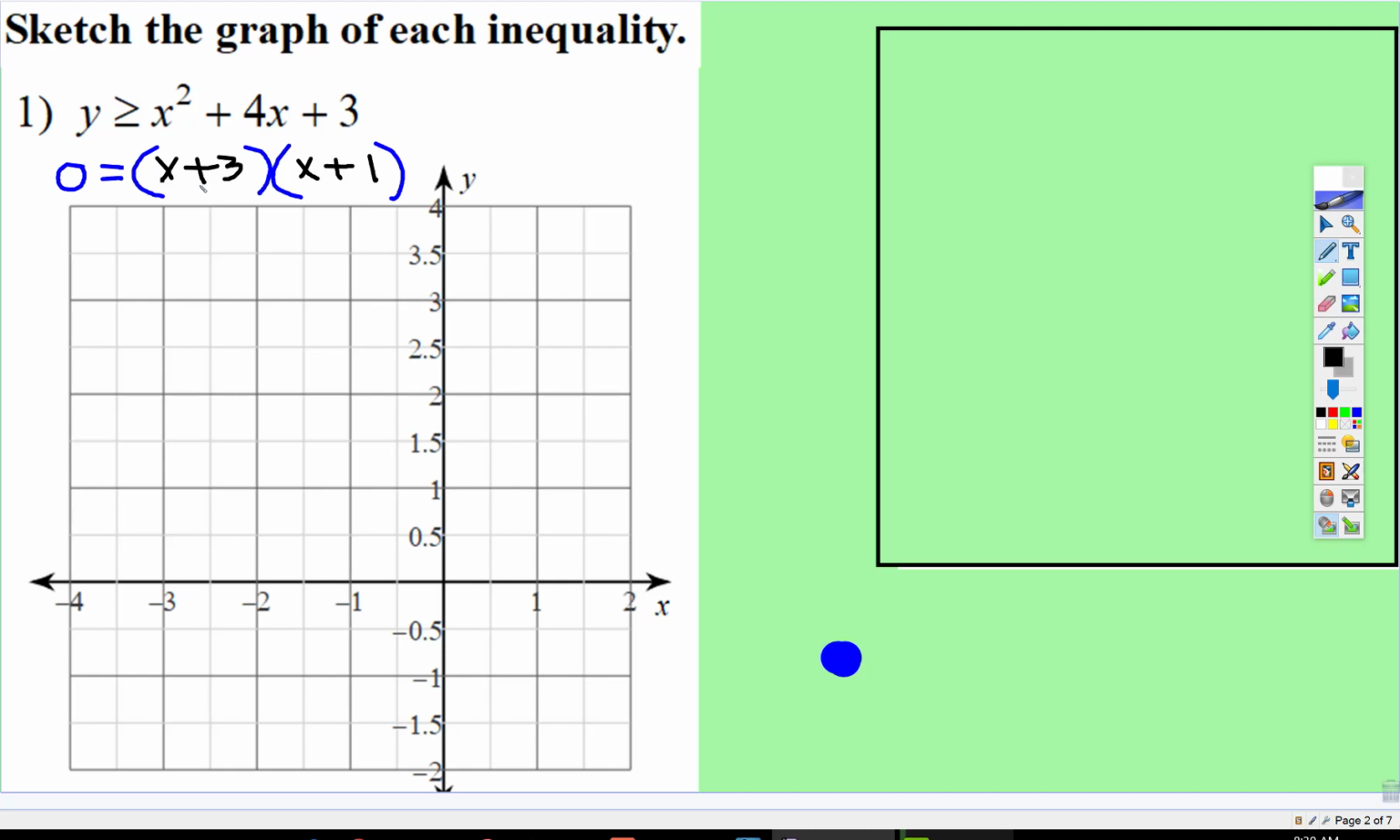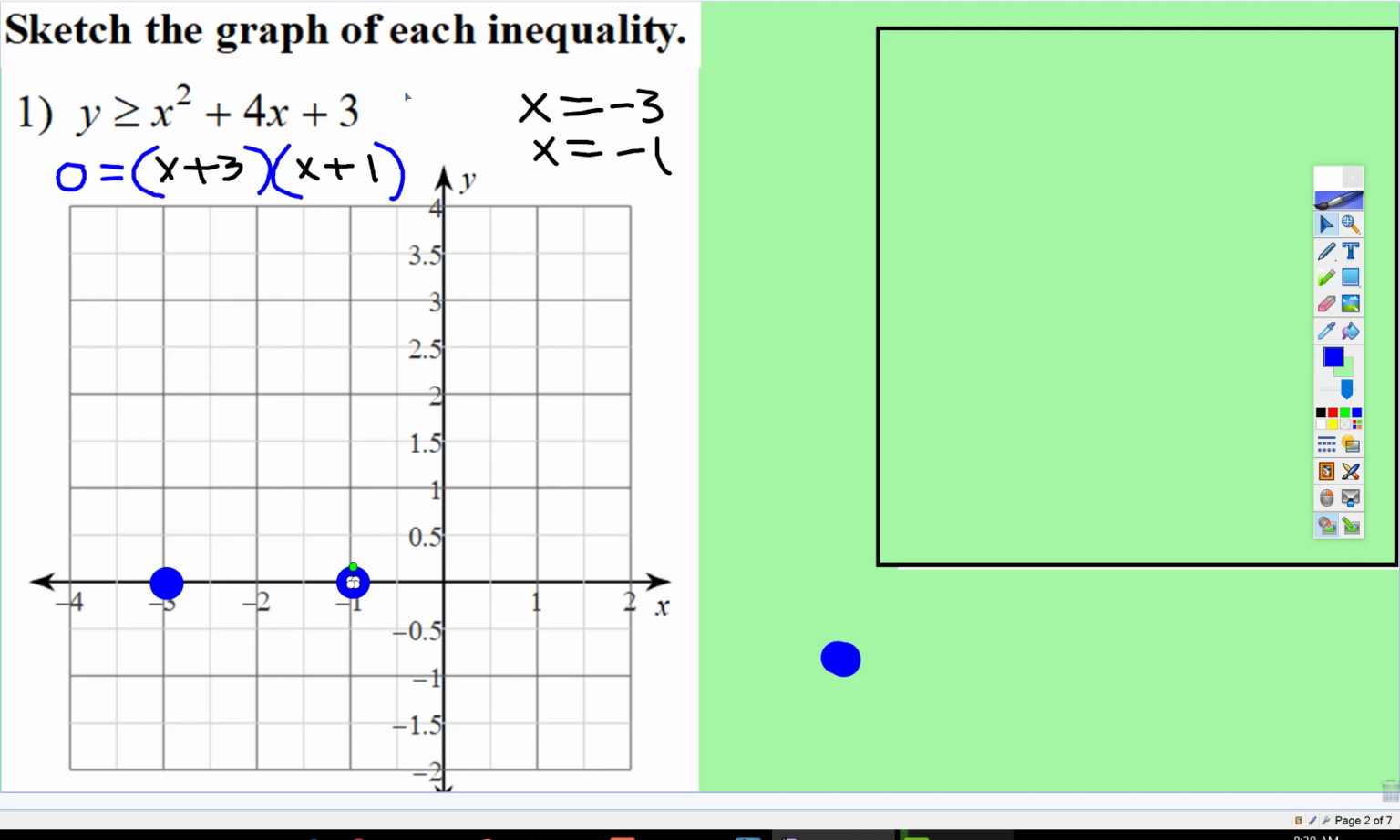what the factors are, you use the zero property, or just ask yourself, what's the additive inverse of positive 3? Well, that would be negative 3. And what's the additive inverse of positive 1? Negative 1. So right away, we know those are our x-intercepts. So x is equal to negative 3, and x is equal to negative 1. So we know those are two points.